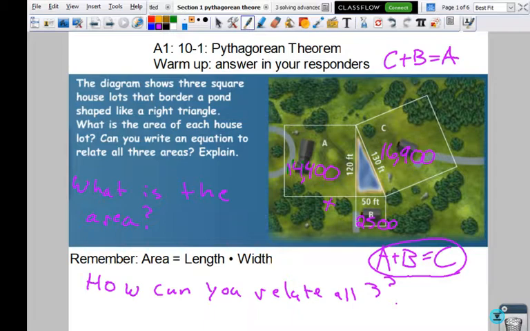I'm sure you guys have done this before, but make sure you have Desmos, because you're going to need it today.